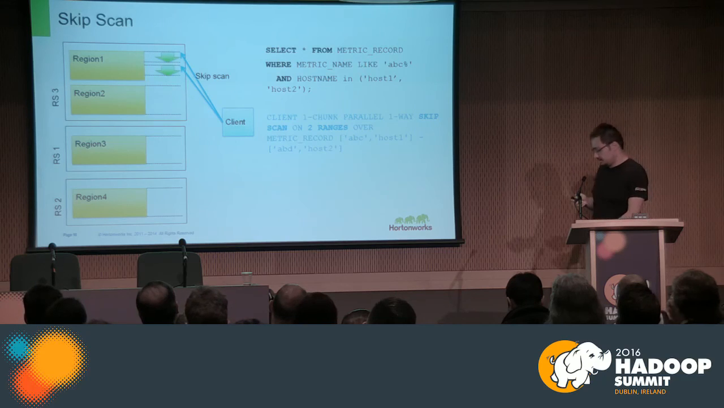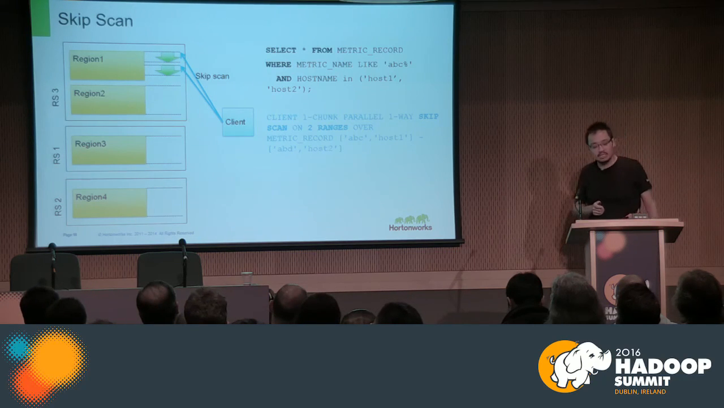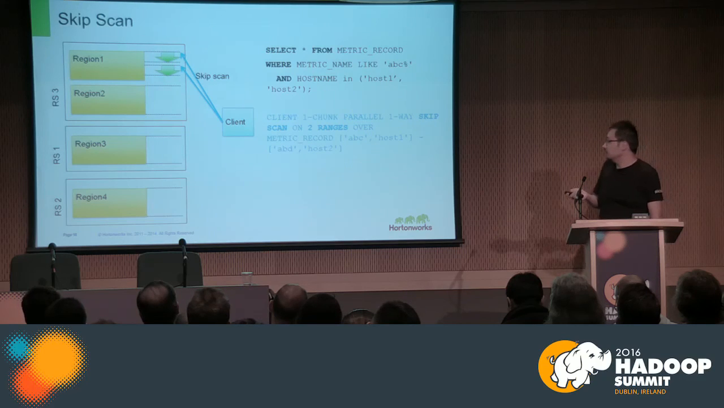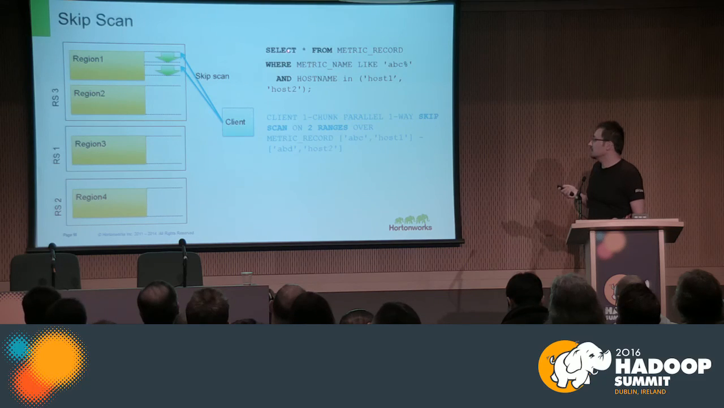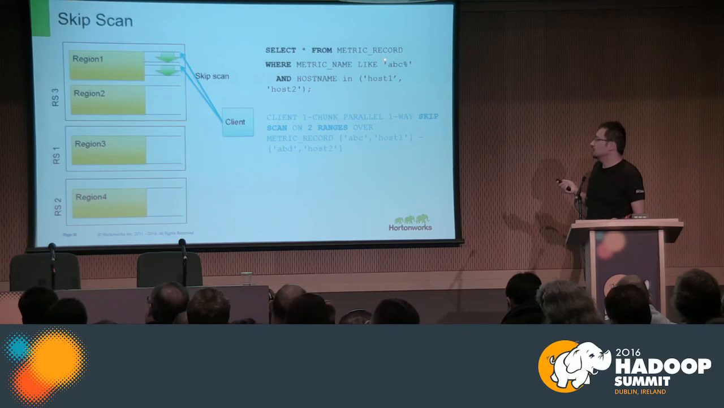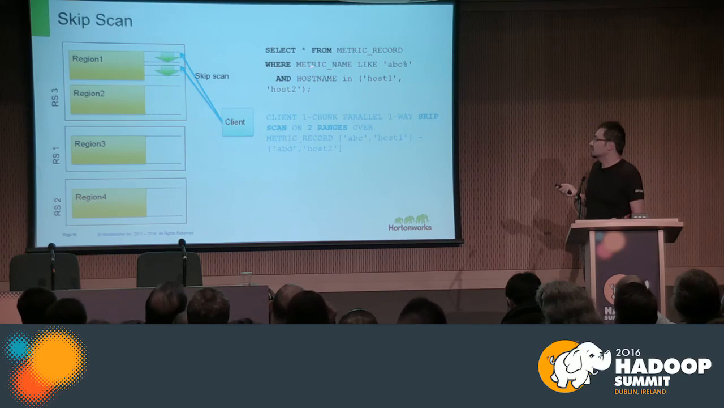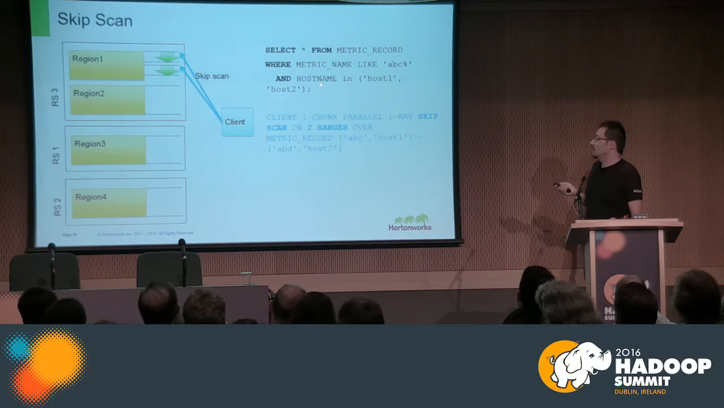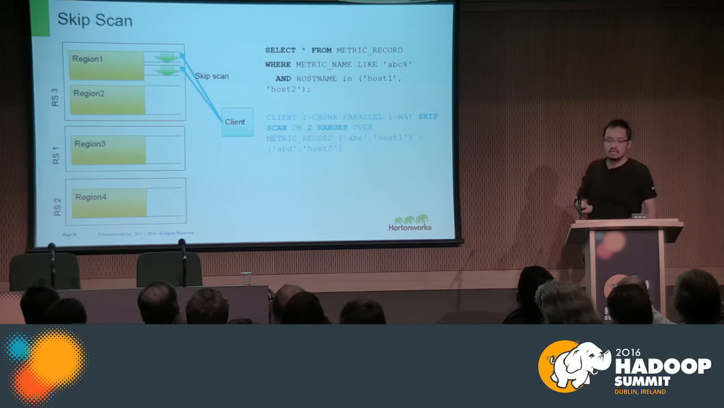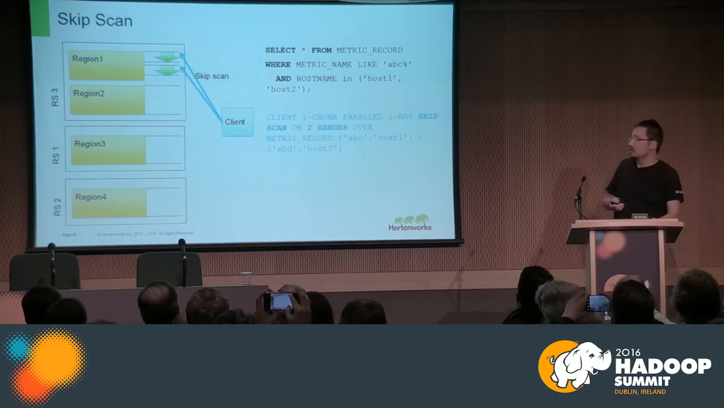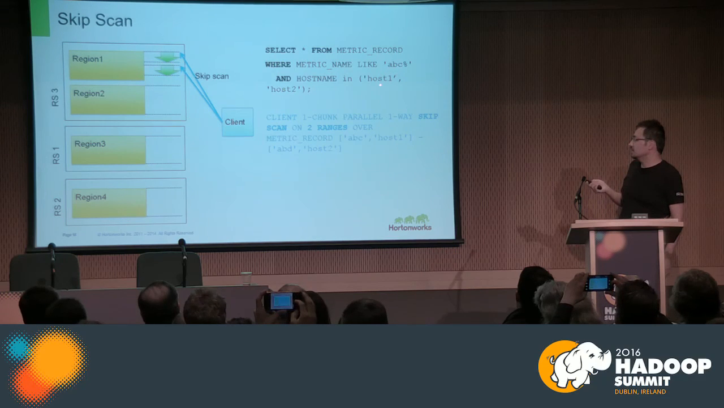Next feature, skip scans. Skip scans are very important for some use cases, and it's enabled by default in Phoenix, and it's implemented something like this. Let's say you do the same query, selecting from the metric record table, and you have a condition like this: the metric name should start with ABC, and the host name should be host 1 or host 2, right? So this is a standard query where you can have thousands of servers, but you're only interested in some of the metrics on some host names.